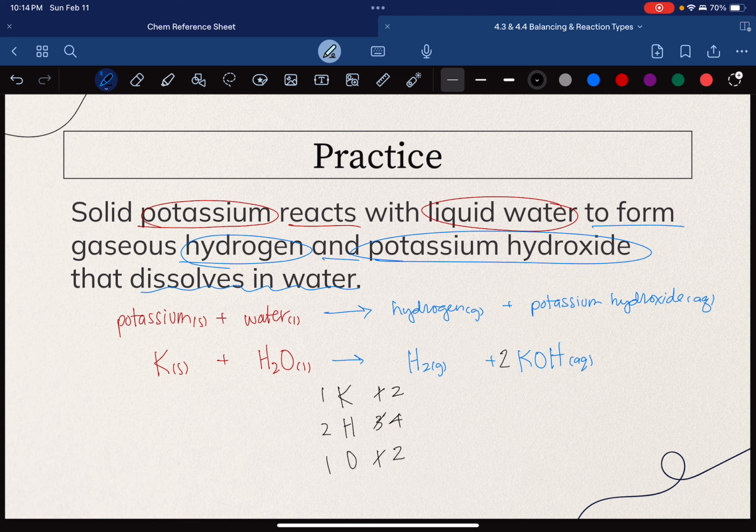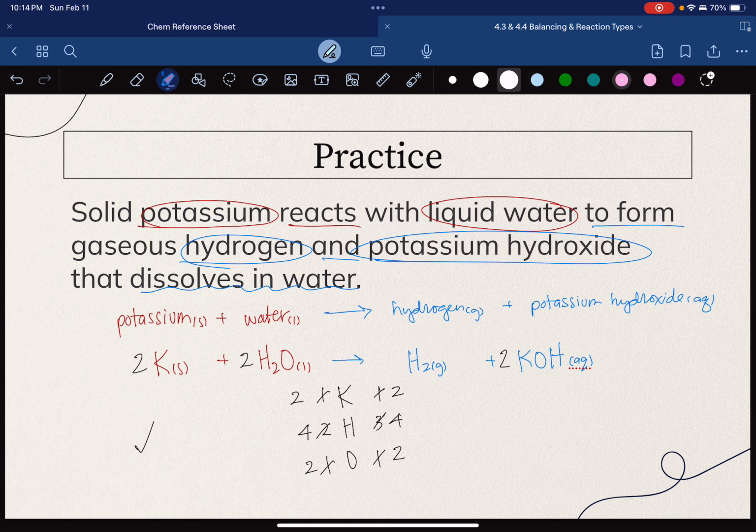And a lot of balancing equations is guessing and checking, so if you're balancing equations and it's just not going anywhere, I would just restart. So now that I've adjusted those, I'm going to pop a 2 over here on top of water. So I have 4 hydrogen, 2 of those, and now I just need to balance out my potassium. And here is my balanced equation.